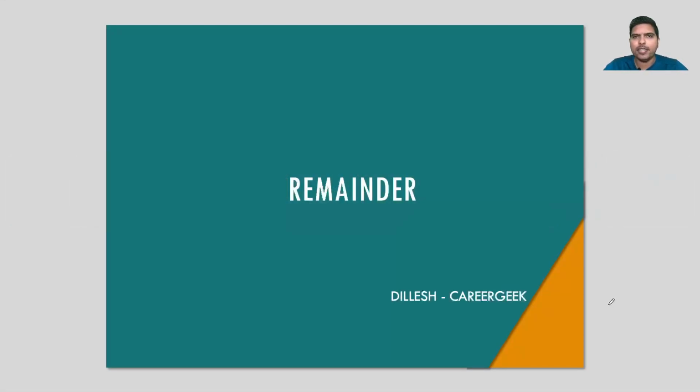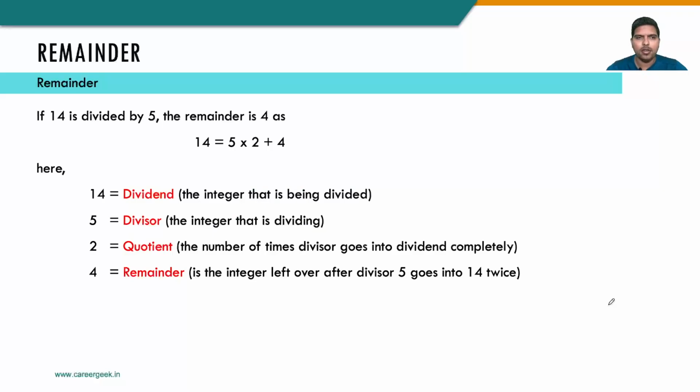Hi, so we'll see remainder now. So let's say 14 is divided by 5. We all know what remainder is. Now how to find the remainder? Let's say 14 is divided by 5. What is the quotient? The quotient is 2, right? 5 twos are 10. And what remains is 4.